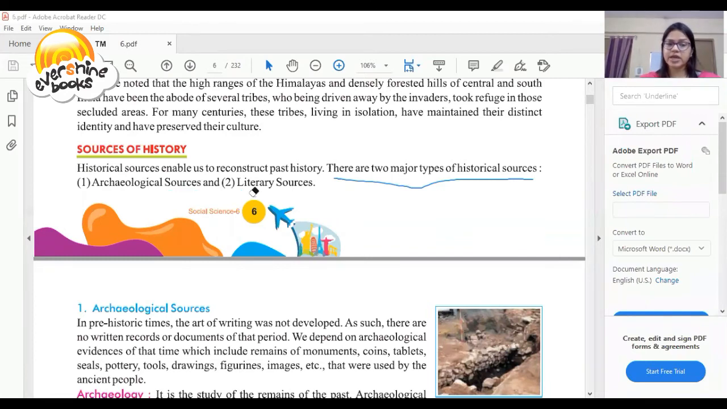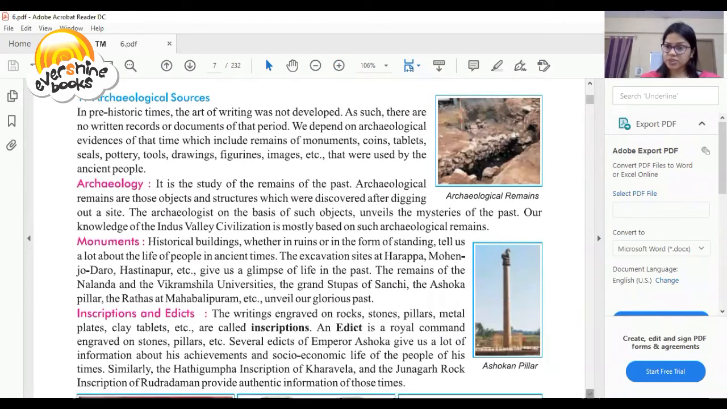Very first, let's understand what the archaeological sources are, which you can see on my screen. In prehistoric times, the art of writing was not developed. As such, there are no written records or documents of that period. It depends on archaeological evidence of that time, which includes remains of monuments, coins, tablets, seals, pottery, tools, drawings, figurines, and images that were used by ancient people.